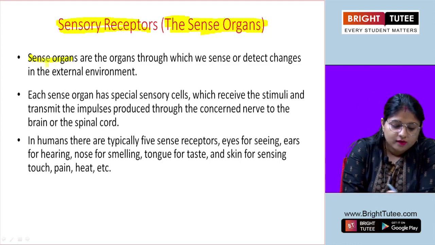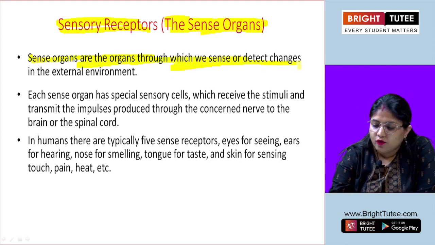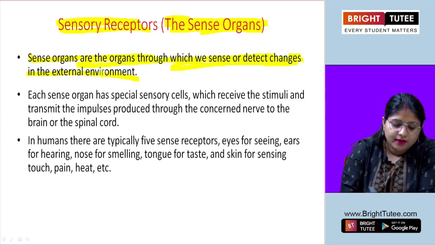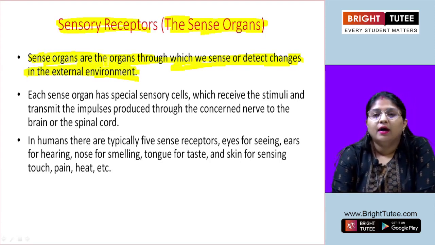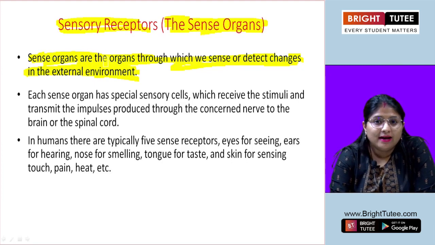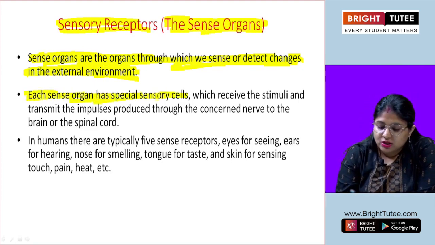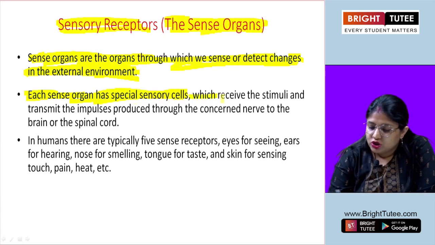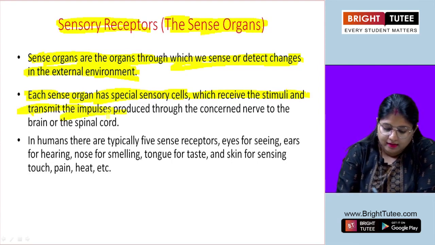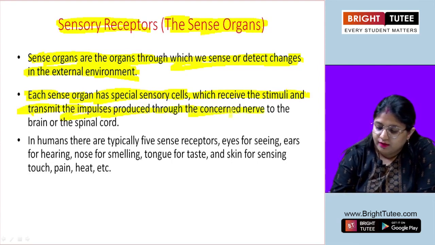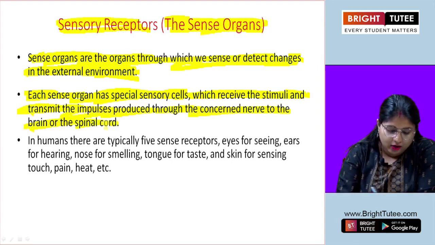Sense organs are the organs through which we sense or detect changes in the external environment. Whatever is happening around us, we perceive and understand with the help of these sense organs. Each sense organ has a special sensory cell which receives the stimuli and transmits the impulses produced through the concerned nerve to the brain or spinal cord.